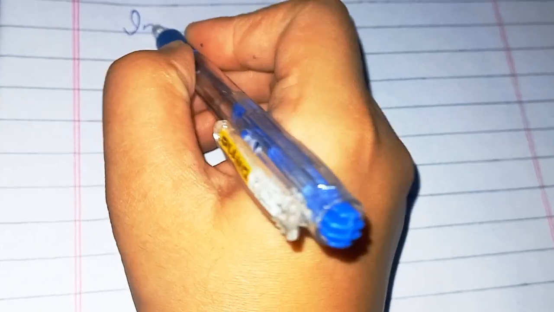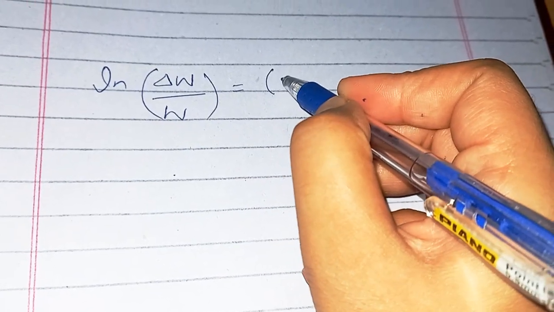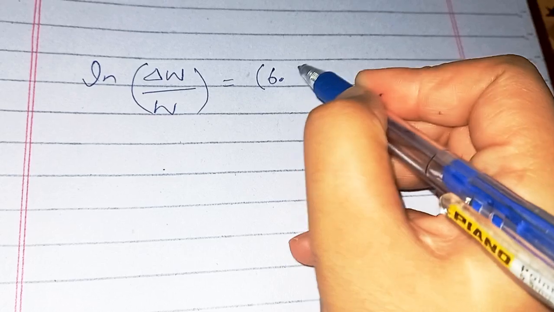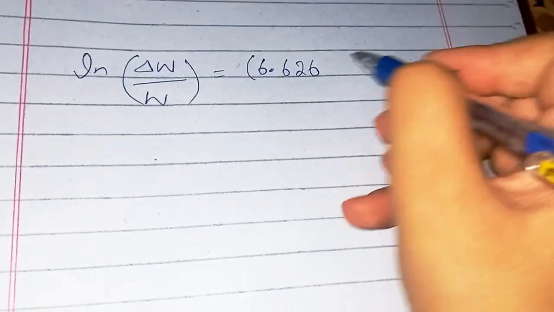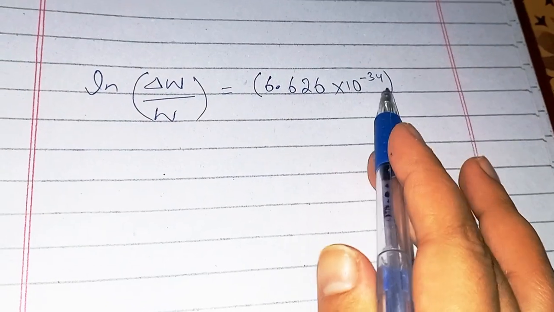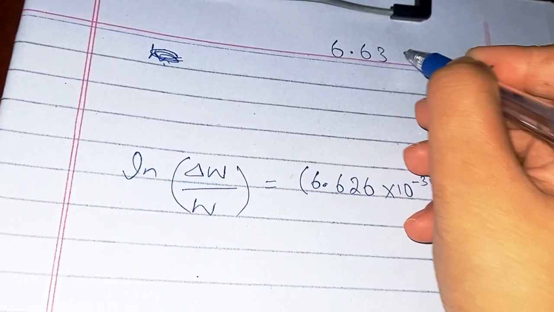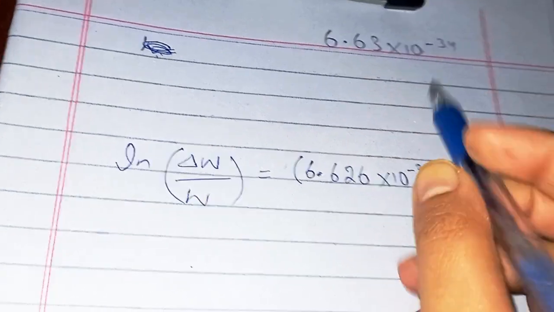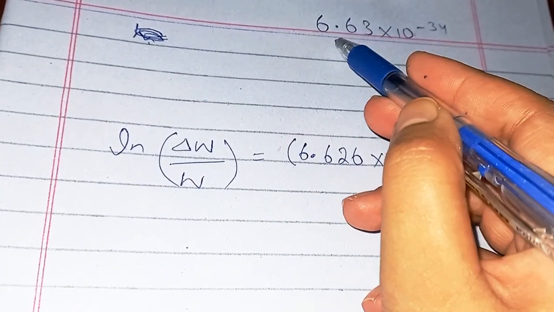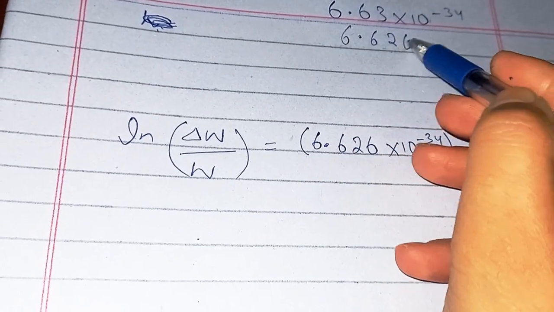Let's do that. Natural log of delta W by W is equal to h over, for h we are gonna put 6.626 multiplied by 10 to the power minus 34. Okay, that's the value of h that we are going to use. Normally we use 6.63 multiplied by 10 to the power minus 34, so we are not going to use this one. We will use a more accurate one, like instead of 3 we will write 26.